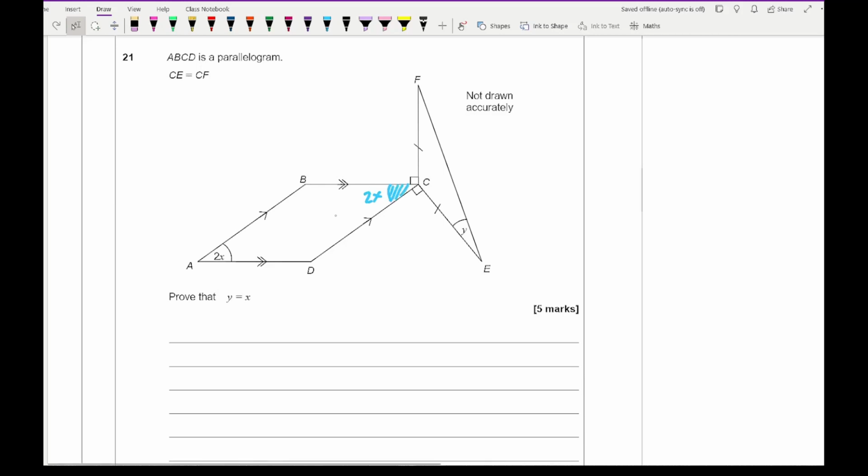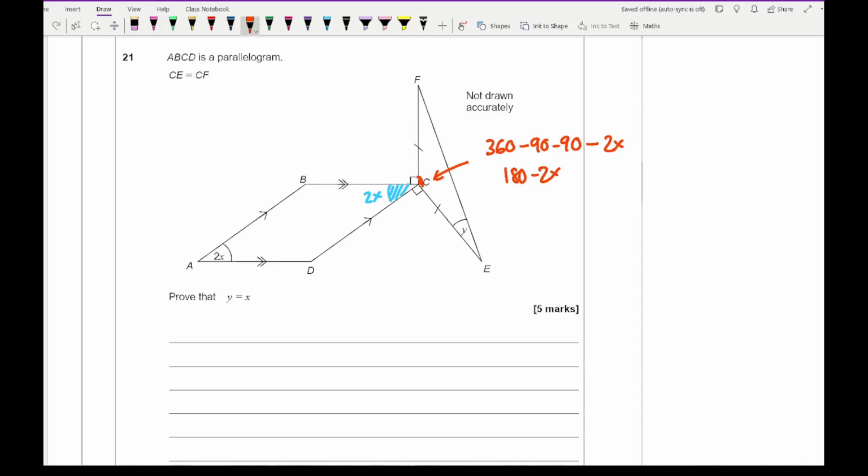Now in terms of angle C, well, that's going to be 360 minus 90 plus minus 2x. And if I simplify all of that, what do I get? Well, I'm going to get 180 minus 2x. So that's what this angle here is going to be.